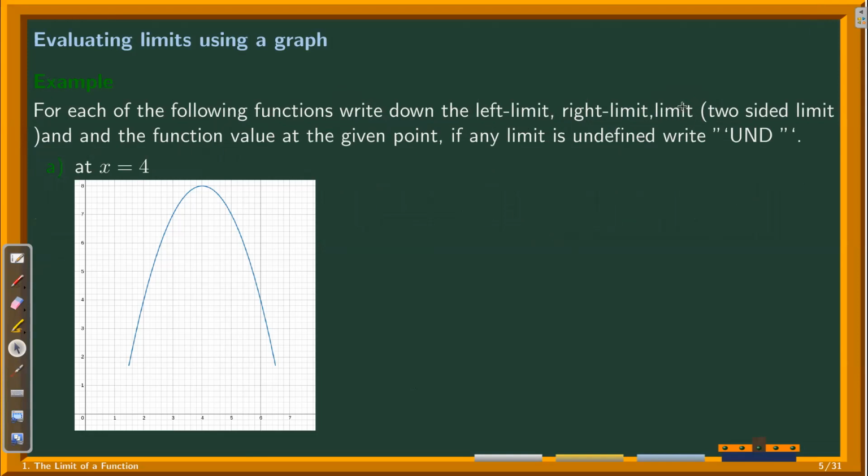Okay, the limit, that is the two-sided limit, and the function value at the given point. Here we are asked about the one-sided limits and the two-sided limit.